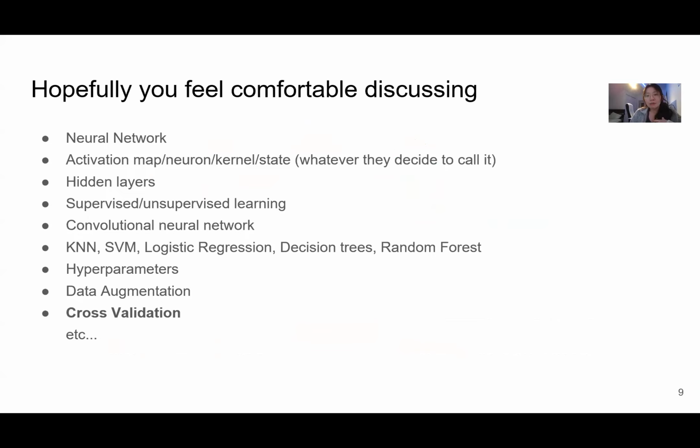By the end of this workshop, all these buzzwords that some of you may have heard before, talking to each other or listening to different talks, we want you to understand what these buzzwords mean, be able to use them, and understand what they mean in literature as well. One of the important ones I like to highlight is cross-validation. This is very important in validating studies related to artificial intelligence.